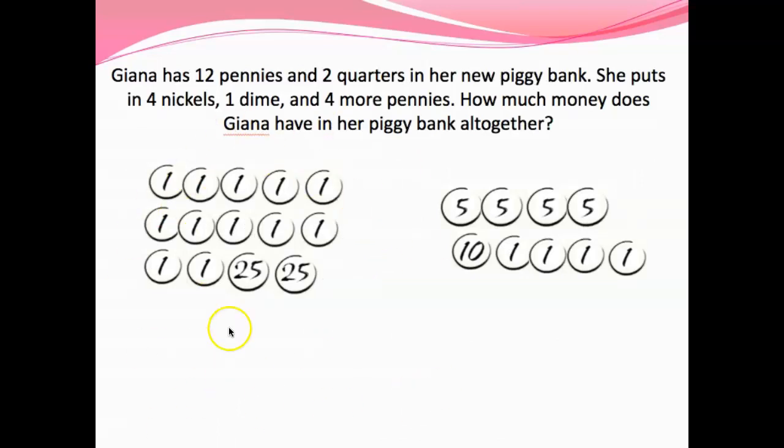I started with Gianna's piggy bank and how much she has in it. So 25, 50, 51, 52, 53, 54, 55, 56, 57, 58, 59, 60, 61, 62. So this is 12 pennies and 2 quarters, 62 cents that she started with. And then she added in 4 nickels, 1 dime, and 4 more pennies. So she added in 5. Remember, I'm going to start with my biggest amount. 10, 15, 20, 25, 30, 31, 32, 33, 34.